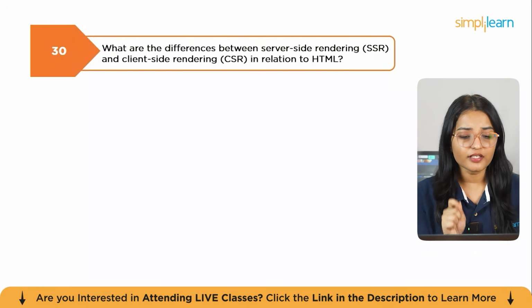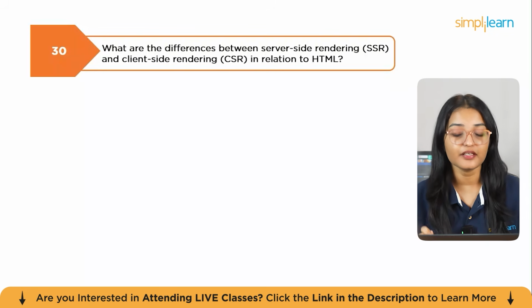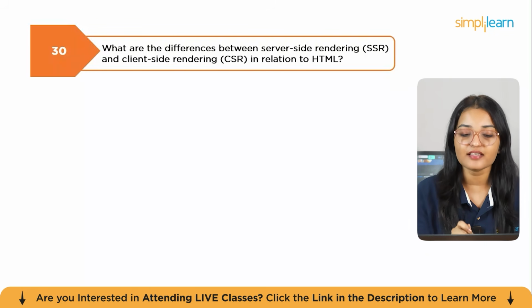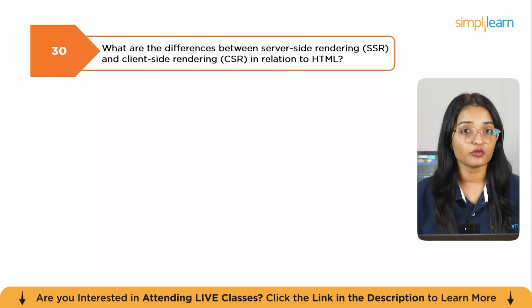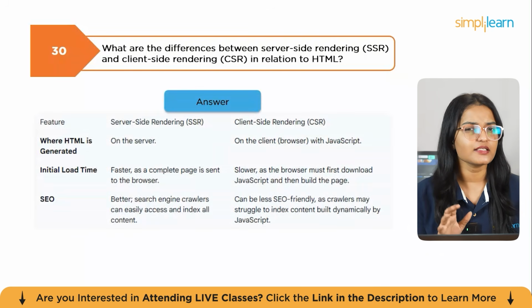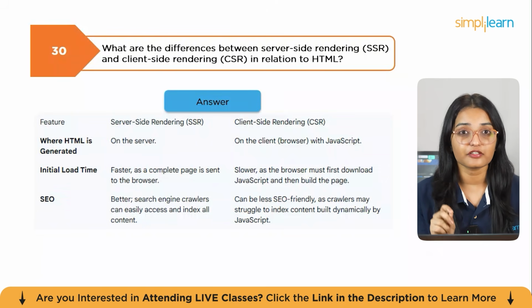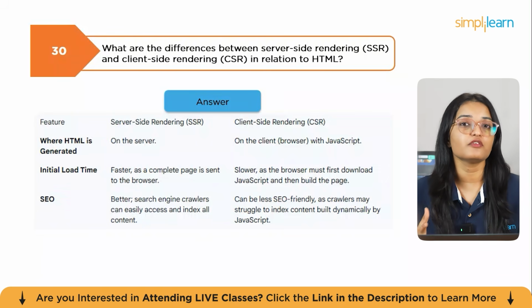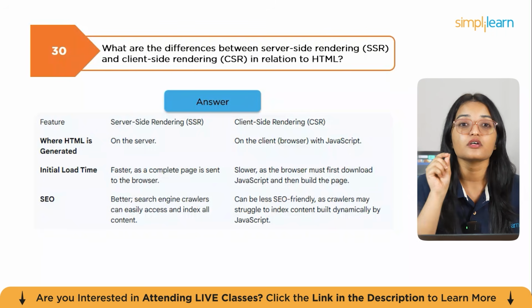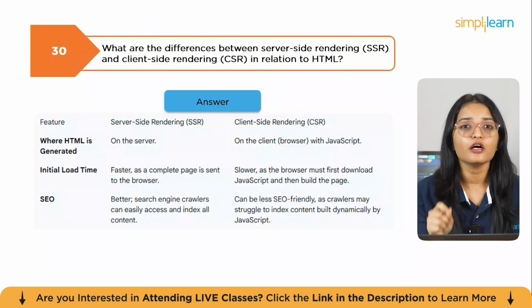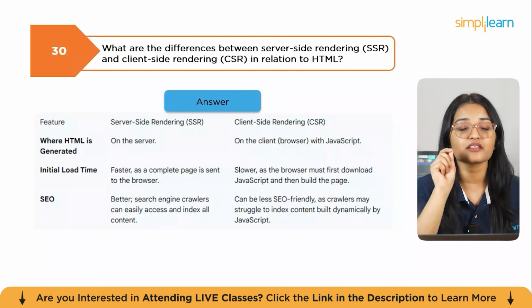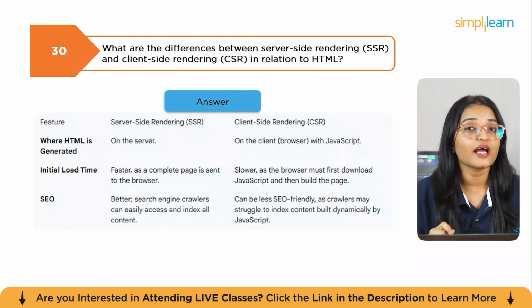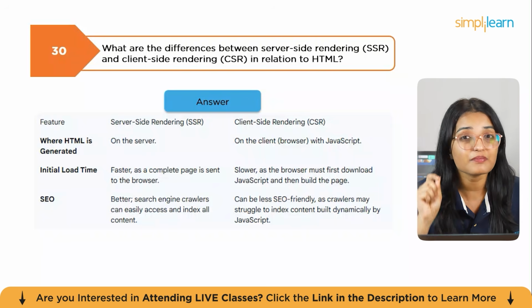The question is: what is the difference between server-side rendering, which is SSR, and client-side rendering, that is CSR, in relation to HTML? Now, to answer this, you need to say that basically these are two architectural patterns determining where the HTML for a web page is generated. Now, with server-side rendering, SSR, the entire HTML page is generated on the server and sent to the browser as a complete document. The browser can then display the page almost immediately.